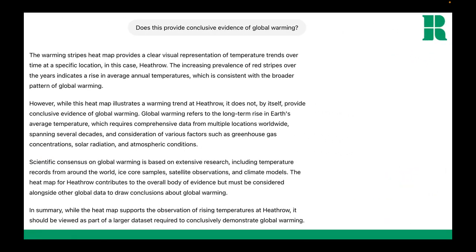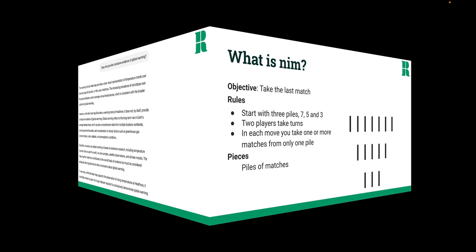Does this provide conclusive evidence of global warming? Well, as the heat map illustrates a warming trend at Heathrow, it does not by itself provide conclusive evidence of global warming. I think that's a reasonably sensible thing to say in summary. So it's reasonably critical of its own work.